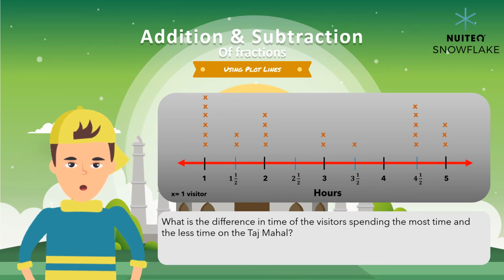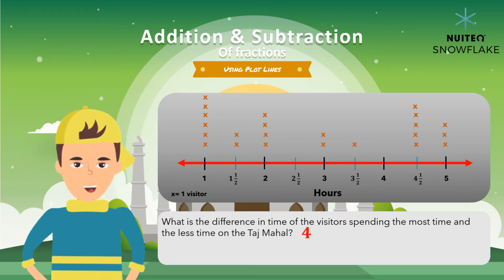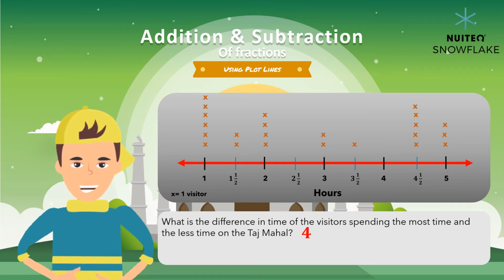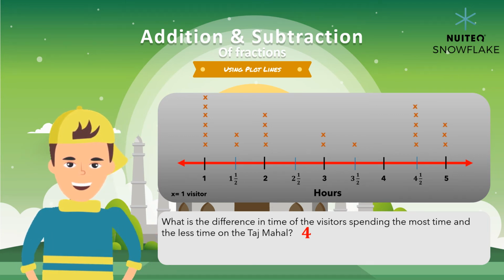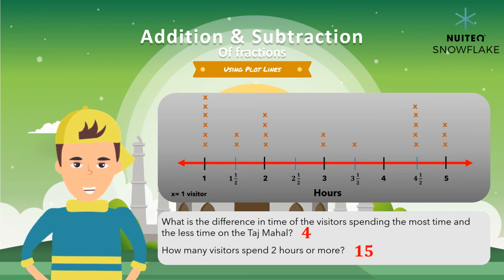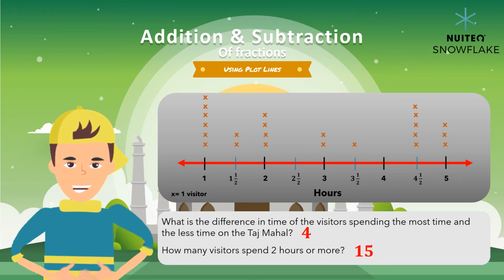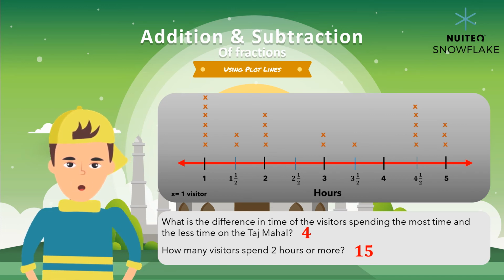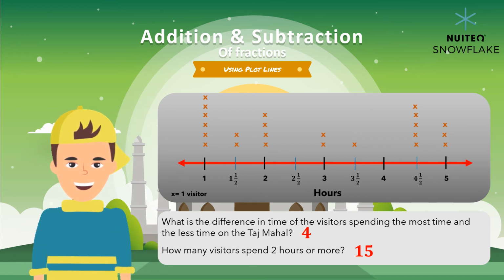Well, the answer is 4. Because 5 minus 1 is 4. And if we want to know how many visitors spend 2 hours or more? The answer is 15. Because we just need to add all the x's placed at 2, 2.5, 3, 3.5, 4, 4.5, and 5. Interesting, right?